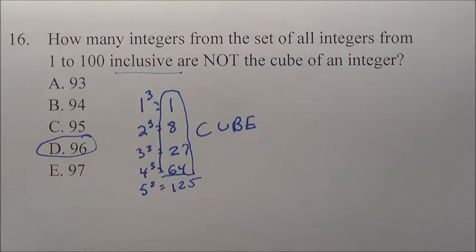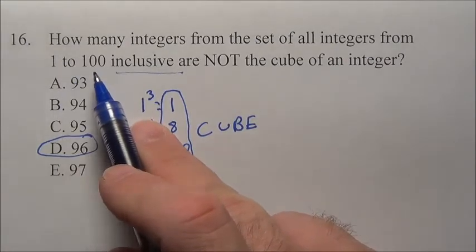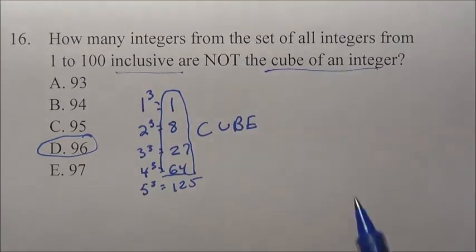So that one you had to read it and think what the heck that thing is saying. You had to know inclusive means you're including 1 and 100, and you had to know what they meant by the cube of an integer. Cube meaning third power.